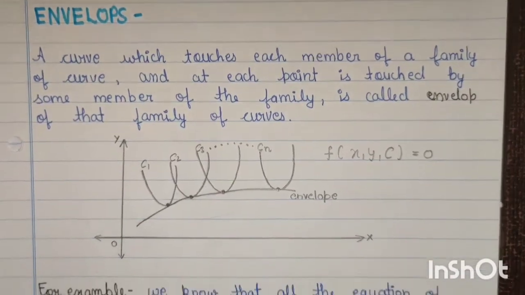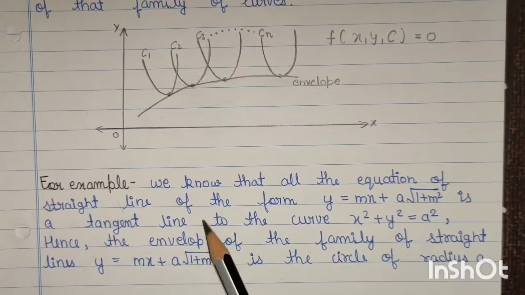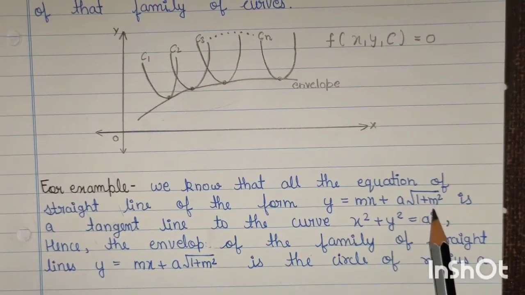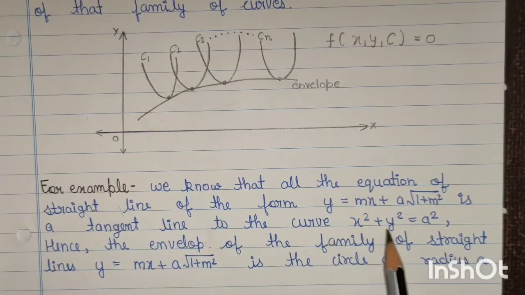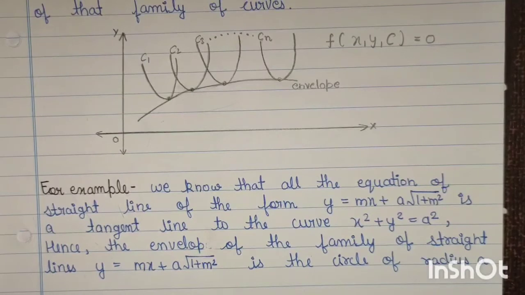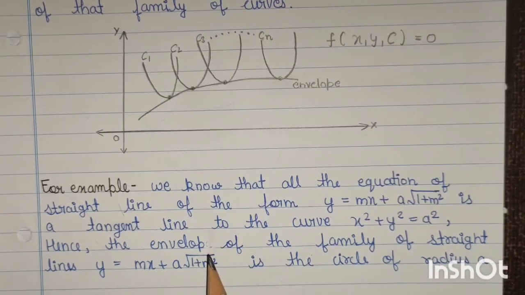Now we will see an example. We know that all the equations of a straight line of the form y = mx + a√(1 + m²) are tangent lines to the curve x² + y² = a². Hence the envelope of the family of straight lines y = mx + a√(1 + m²) is the circle of radius a. Since it is very lengthy to trace the equation for evolutes, we have some mathematical representations of formulas for finding its equations.